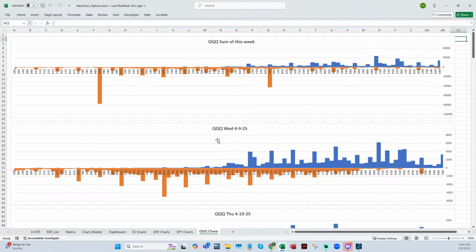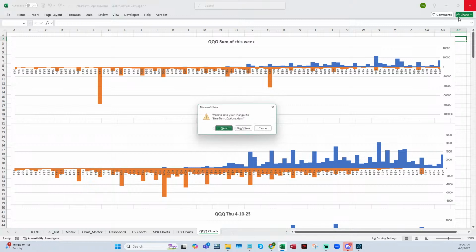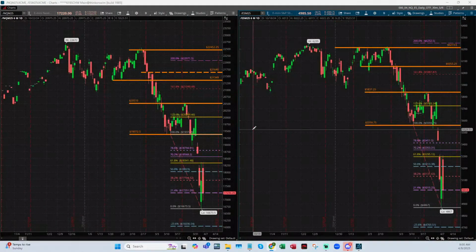We'll hit them tomorrow, but there's really nothing significant around. It's going to be the S&P 500 that's driving the market today.